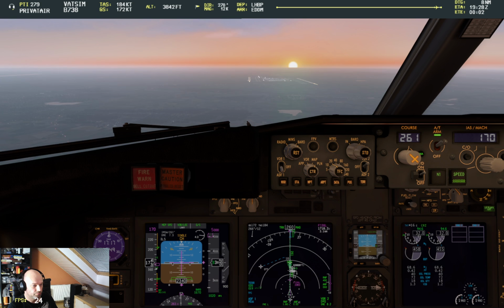Private Air 279er, München Tower, good evening, number 2.